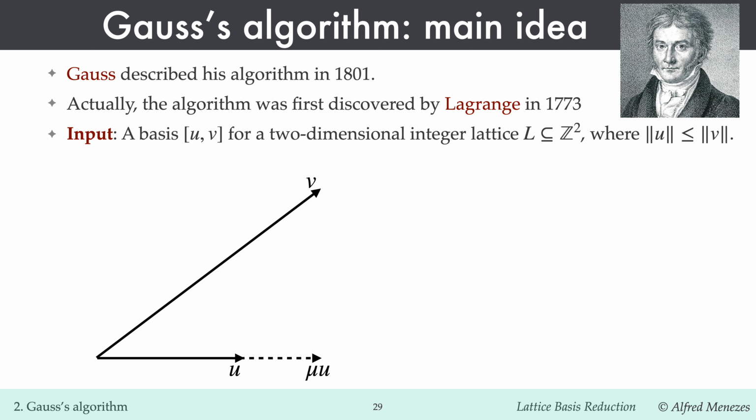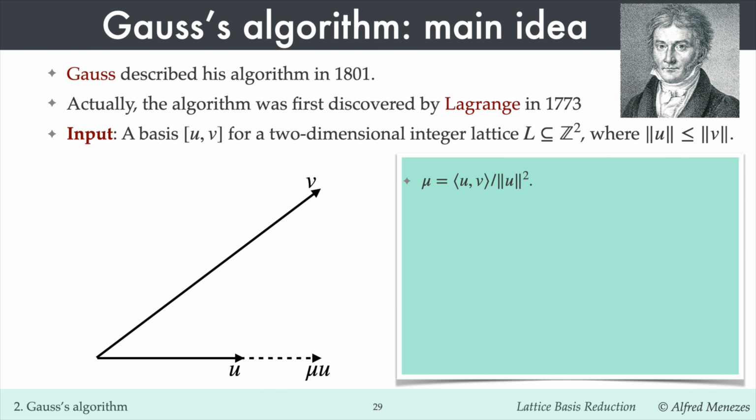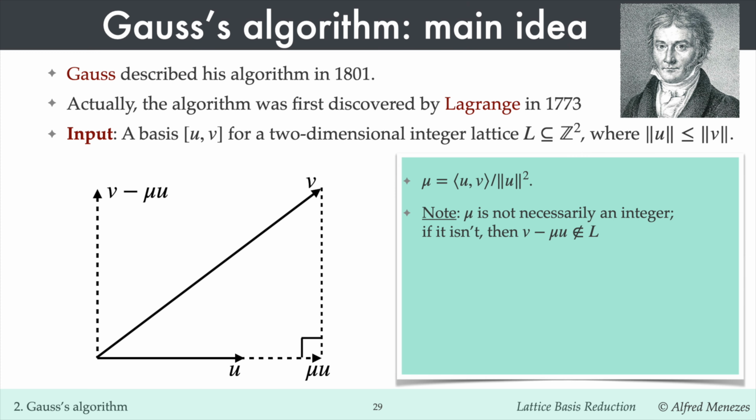The first step is to compute the real number mu, such that mu times u is a projection of v onto the line spanned by u. Then, the difference v minus mu times u is a projection of v onto the orthogonal line. Notice that mu is a real number, but not necessarily an integer. If it happens that mu is an integer, then v minus mu times u belongs to the lattice. In this case, we could replace v by v minus mu times u. This would give us a new lattice basis, where the basis vectors are orthogonal to each other and shorter than the original basis vectors.